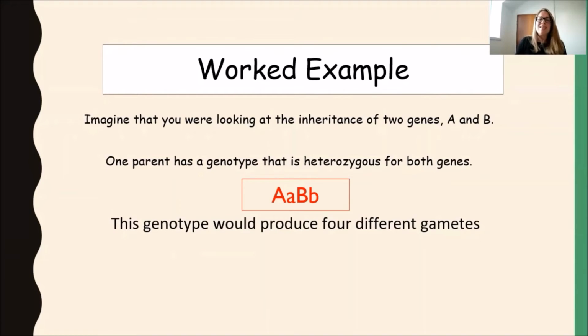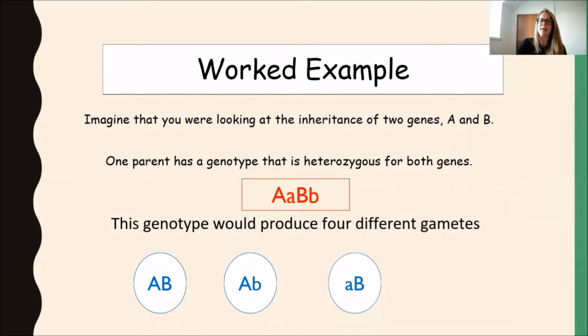So, if this individual produced gametes through meiosis, remember in meiosis there are 4 gametes produced. This genotype will produce 4 different gametes. Let's have a look at them. We bring A and B together. Remember on the last slide, we said that there'd be 1 allele in each gamete for each different gene. So just bring the different combinations of the letters together. So big A, big B; big A, little b; little a, big B; little a, little b.